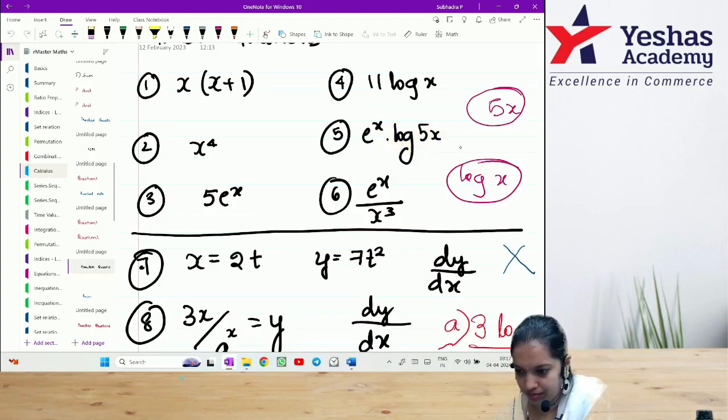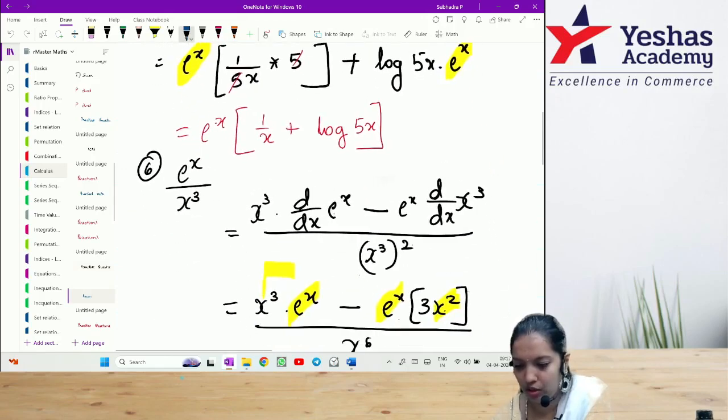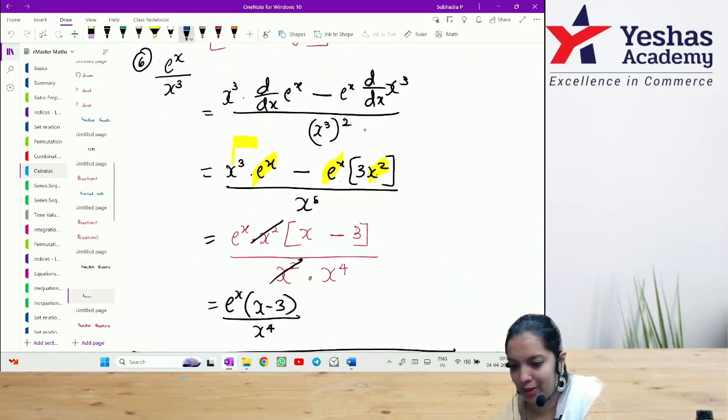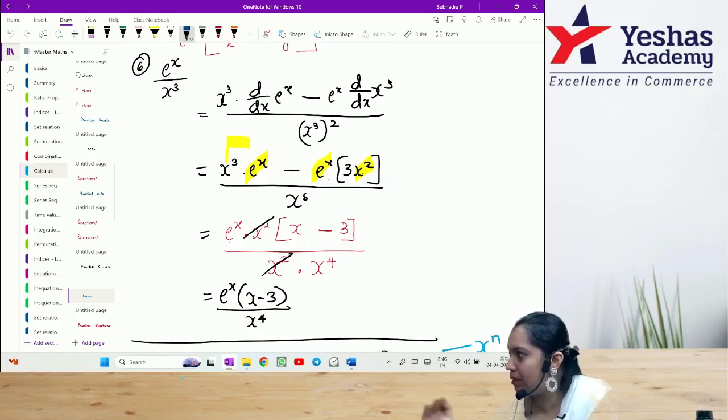6th one. This is the quotient rule: e power x by x cube. Look at the solution. Denominator square. Denominator into derivative of numerator minus numerator into derivative of denominator. So your final answer is e power x into x minus 3 divided by x power 4. Here x power 6 comes up, 3 twos are 6. In x power 6, taking x cube and x square common, I cancelled it. It's a separate topic. I'll do it. You have many questions.